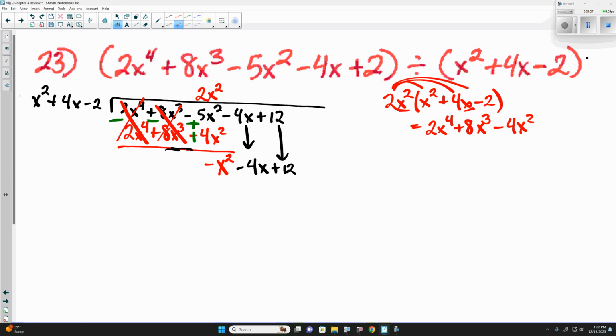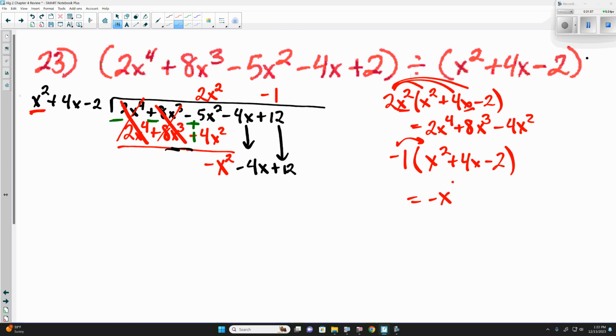Now we repeat the process and we see what do we need to multiply x squared by to get it to be negative x squared. The x squareds are already the same, because we're trying to get x squared to be the same as negative x squared. Well, the x squareds are already matching. We just need to change it from positive to negative. So we're going to multiply it by negative 1.